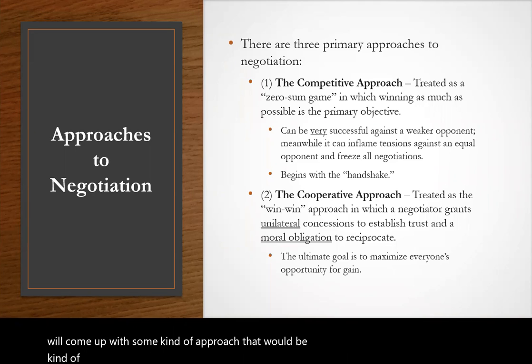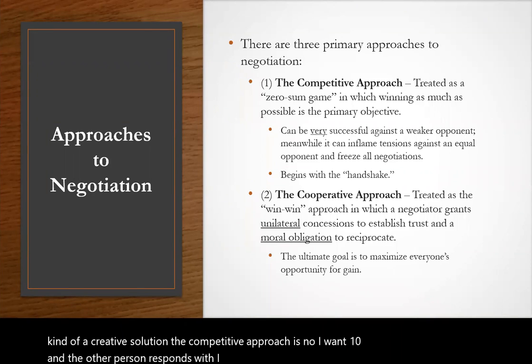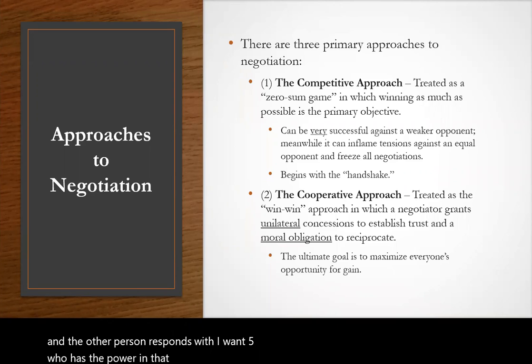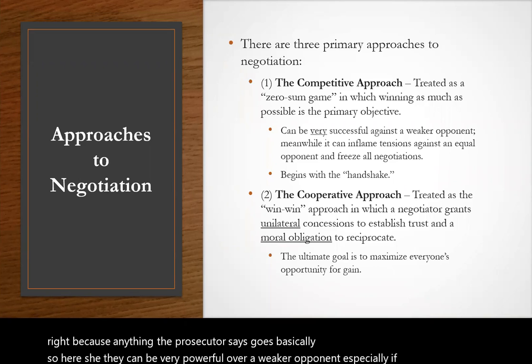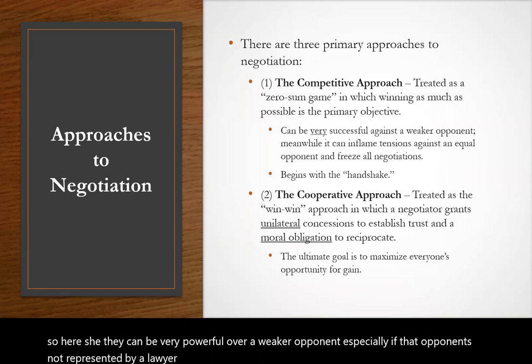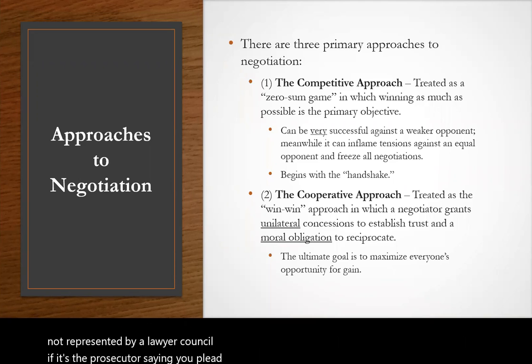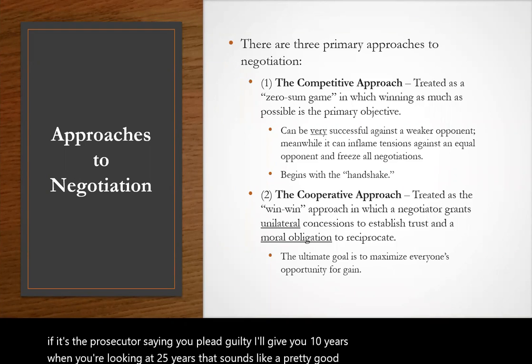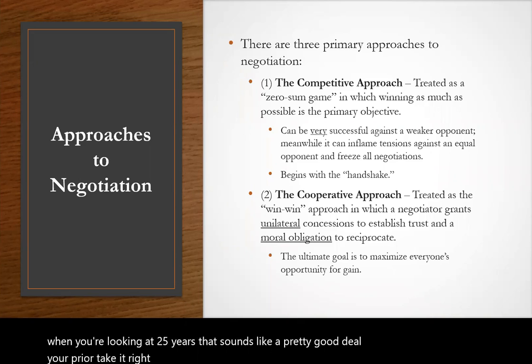The competitive approach is, no, I want 10. And the other person responds with, I want 5. Who has the power in that room? The prosecutor, right? Because anything the prosecutor says goes, basically. So he or she can be very powerful over a weaker opponent, especially if that opponent's not represented by a lawyer or counsel. If the prosecutor says, you plead guilty, I'll give you 10 years, when you're looking at 25 years, that sounds like a pretty good deal. You'll probably take it, right? Because the other person's in the position of power. You don't really have any room to negotiate, at least so you think.